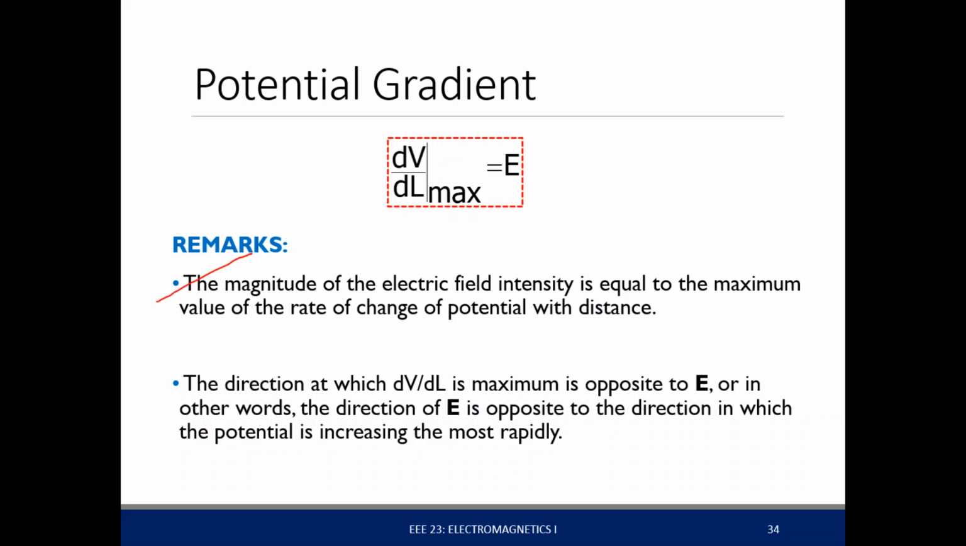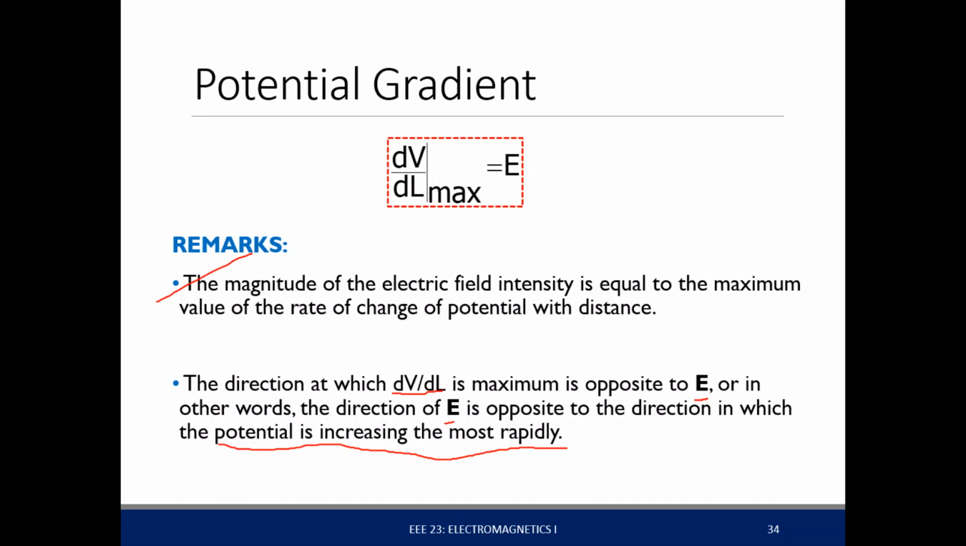Okay, so that's what I said earlier, the first remark here. The electric field intensity magnitude is equal to the maximum rate of change of potential with distance. The direction in which dV over dL is maximum is opposite to the direction of the electric field, or in other words, the direction of the electric field is opposite to the direction in which the potential is increasing the most rapidly.